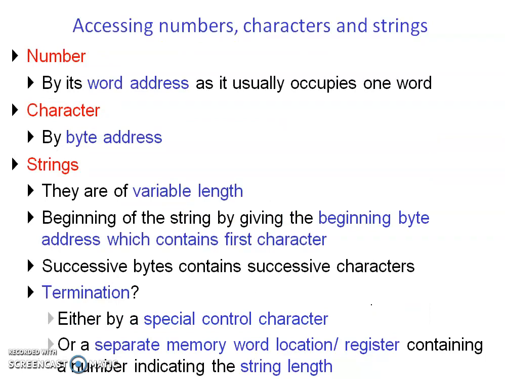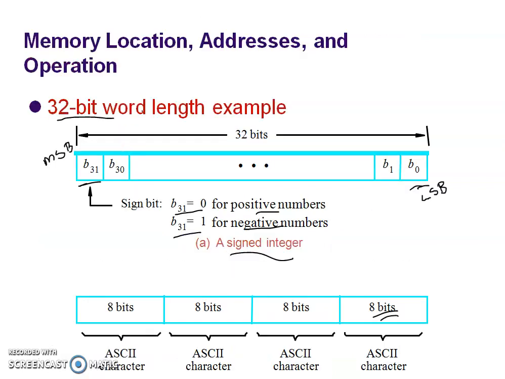Then, accessing numbers, characters and strings. A number can be accessed via its word address. A character can be accessed via the byte address. Why? In the previous diagram itself, we can see that a single integer will be stored in this 32-bit word. So the whole thing will be considered as one word, which means 32 bits.